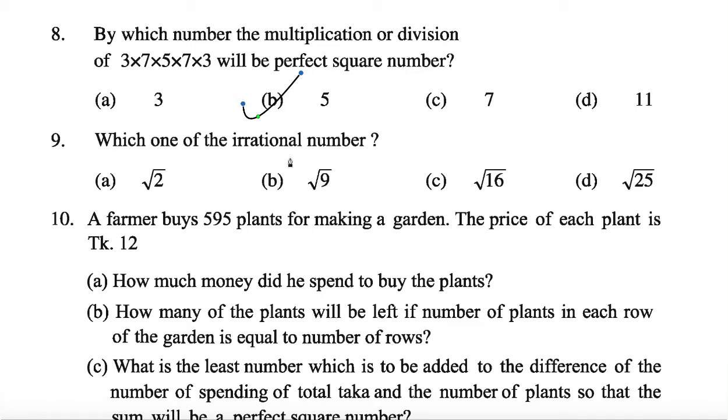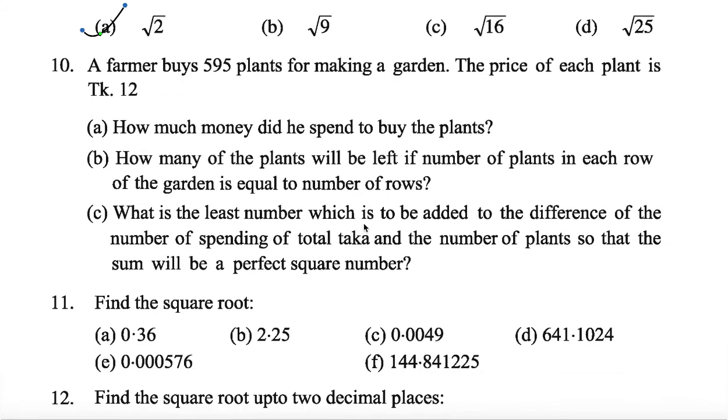Which one is the irrational number? Root 2 is an irrational number. Root 9 is 3, rational. Root 16 is 4, rational. Root 25 is 5, again rational.